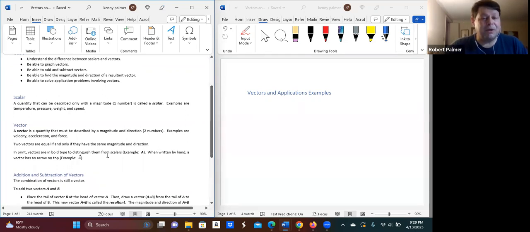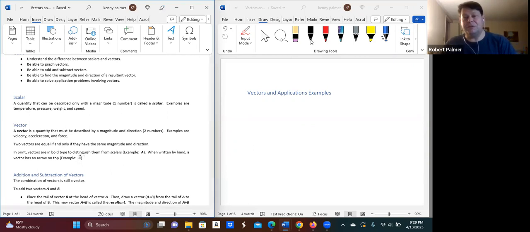Also, the way we write vectors, in print, in books, and other things, and here I'll use this as well, we often put vectors in bold type to distinguish them from scalars. For example, the vector A would have a bold A. If you write them by hand, or in some books, you'll see an arrow over the top of the letter to indicate it's a vector, like this, an arrow over A. Let's take a look over here at some examples.